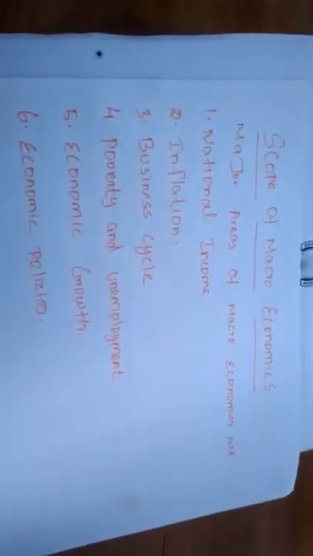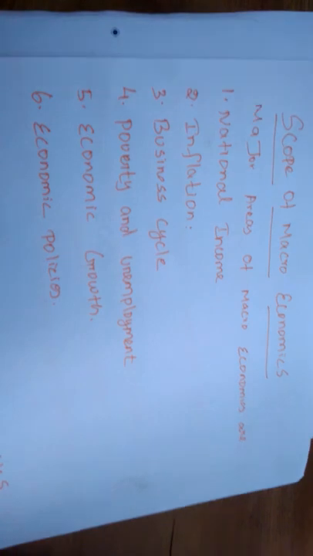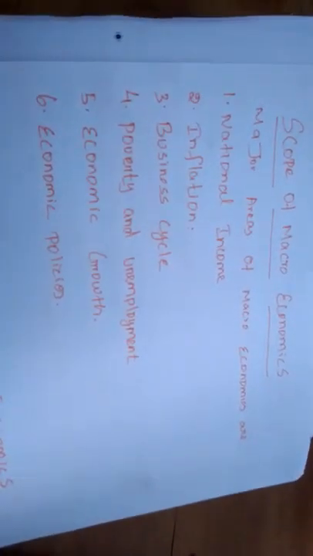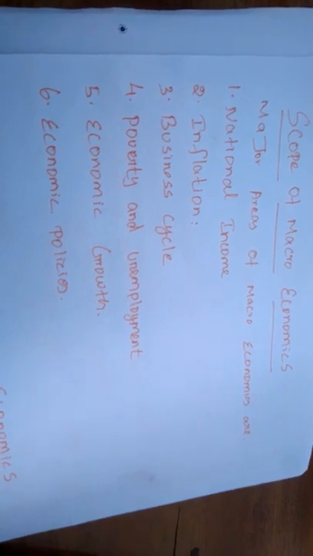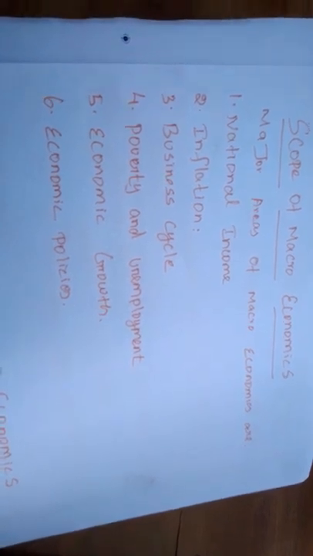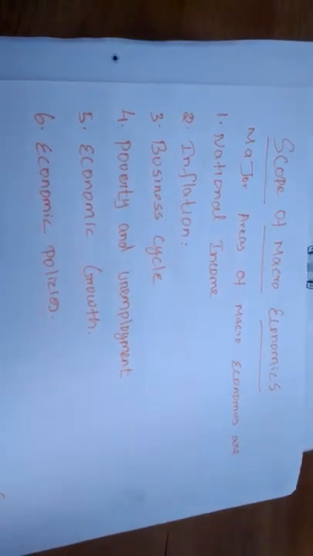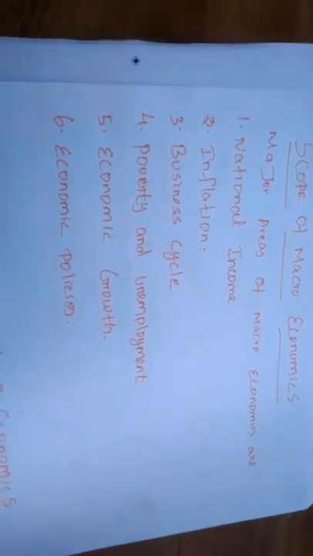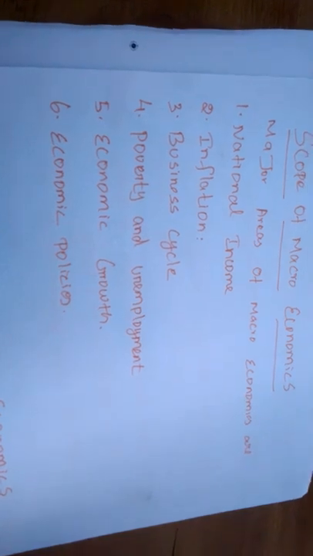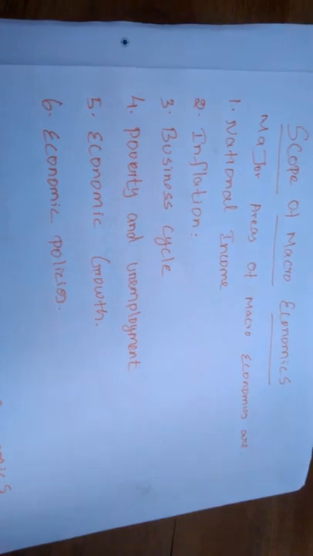Next, scope of macroeconomics. The study of macroeconomics has wide scope and it covers major areas. The first major area is national income. The measurement of national income and its composition by sectors are the basic aspects of macroeconomic analysis.